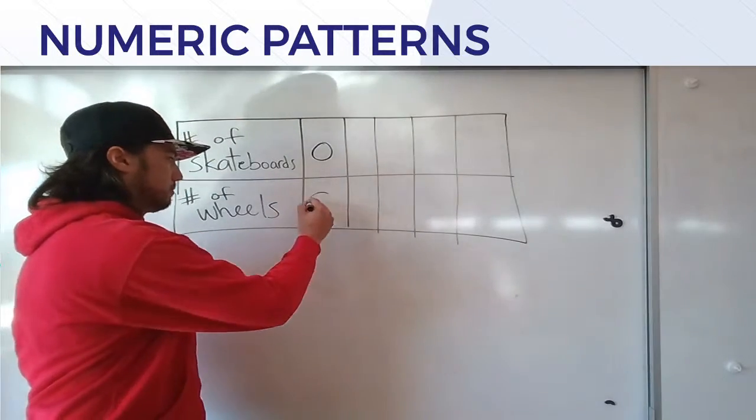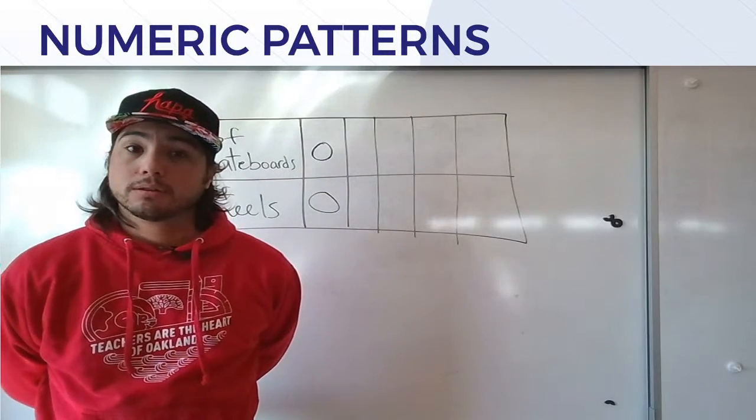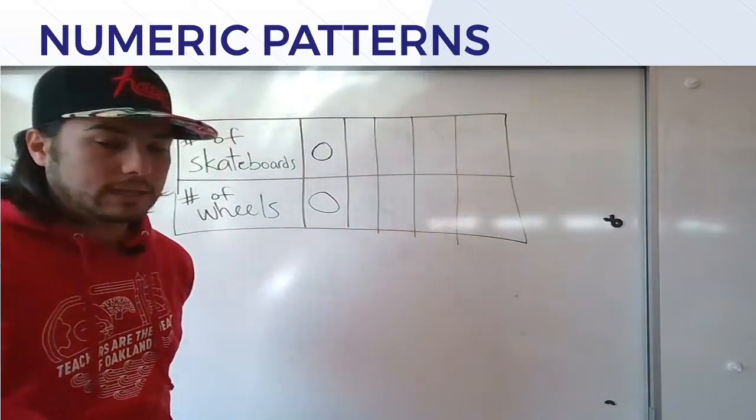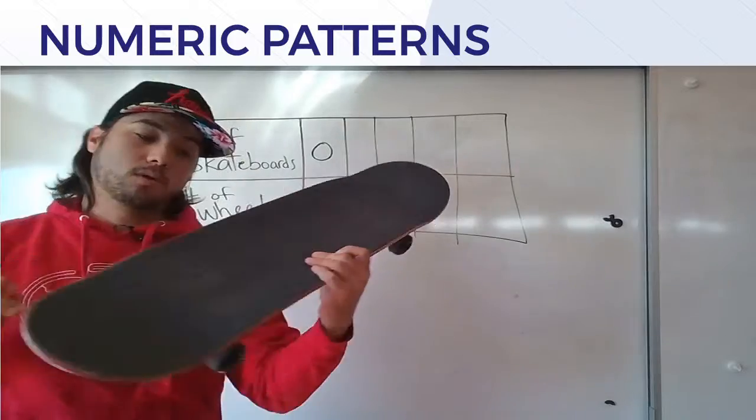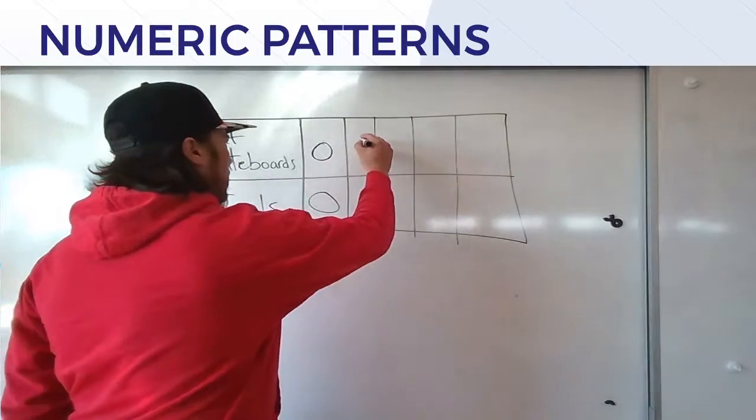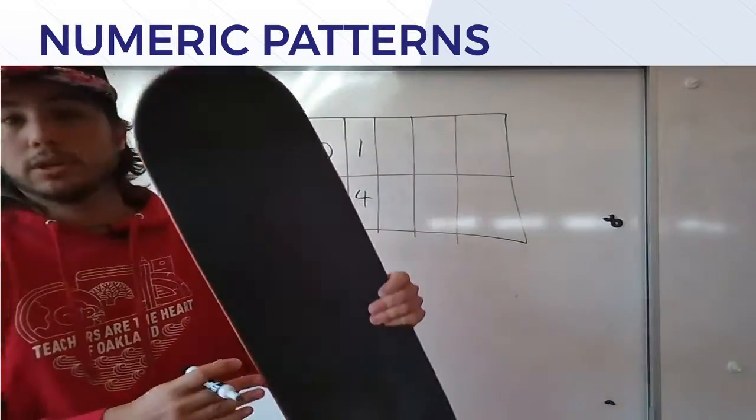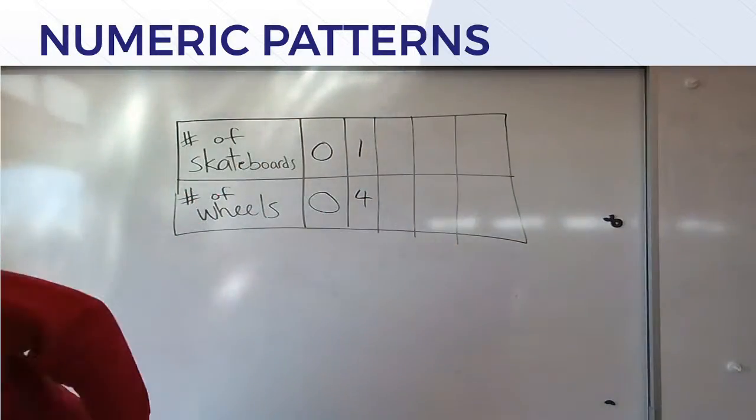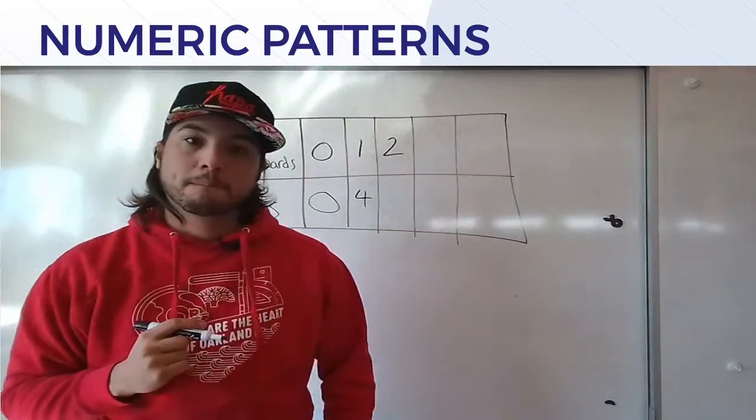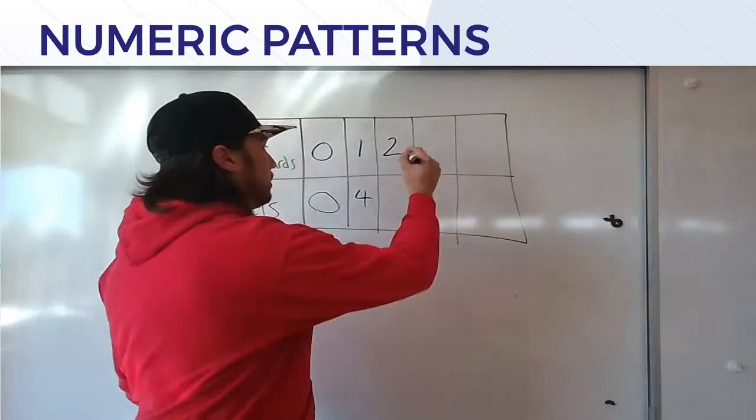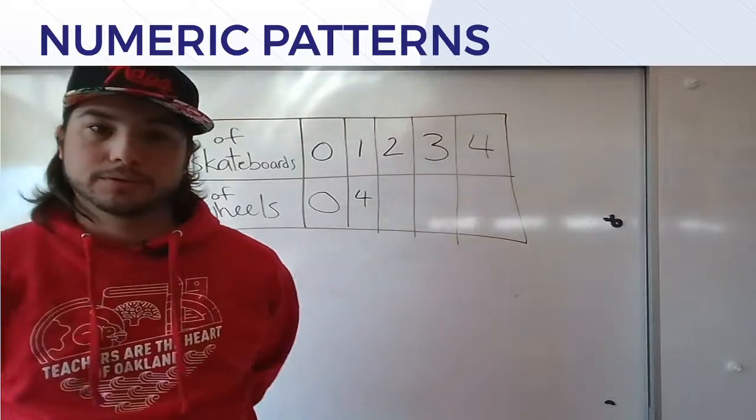Exactly, 0, right? The wheels don't do us a whole lot of good without the board to go with it, okay? Let's say we've got our 1 skateboard here. 1 skateboard. How many wheels are on that skateboard? 4, okay? And then the numbers are going to correspond from there. So 2 skateboards. How many wheels? 3 skateboards. 4 skateboards. How many wheels?